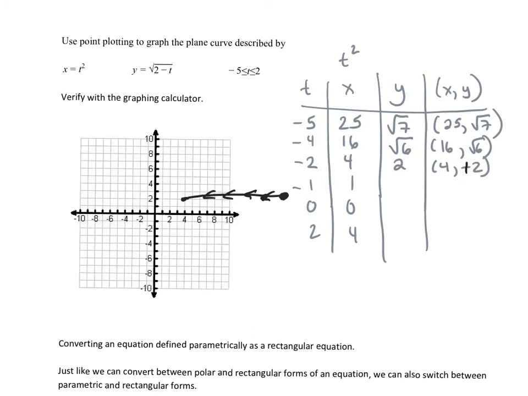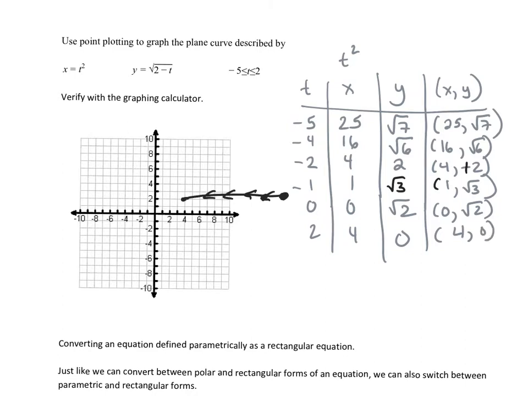For -1, we get 2 minus -1, which is 3, so this is the square root of 3. So this is going to be (1, square root of 3). For 0, it'll be the square root of 2. And for 2, it will just be 0, because it's the square root of 0. So we get (0, square root of 2), and we get (4, 0).